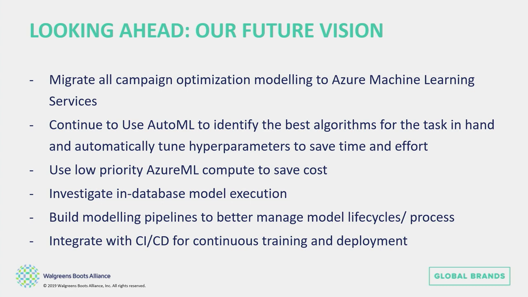So looking ahead, where are we going with this? Well, we're going to continue to migrate all of our campaign optimization modeling to machine learning services, and we're going to continue to use AutoML to identify the best algorithms, but also the best hyperparameter sets for each of the models. That saves us a lot of time and effort.